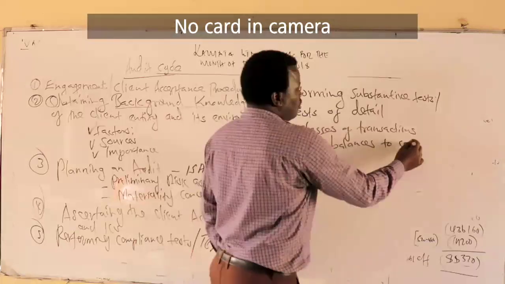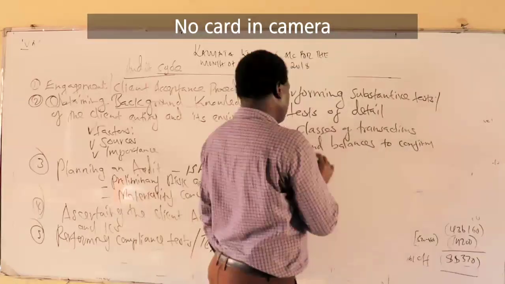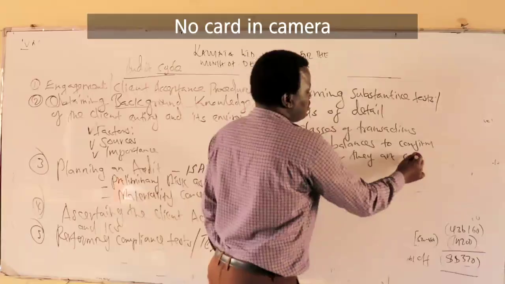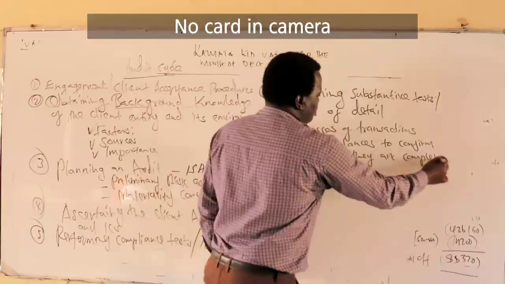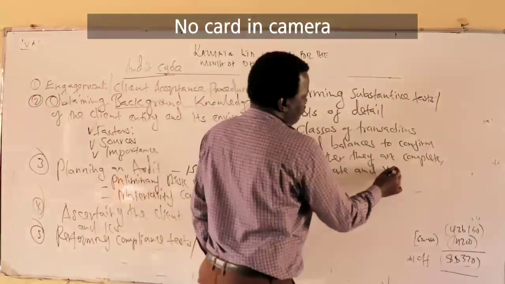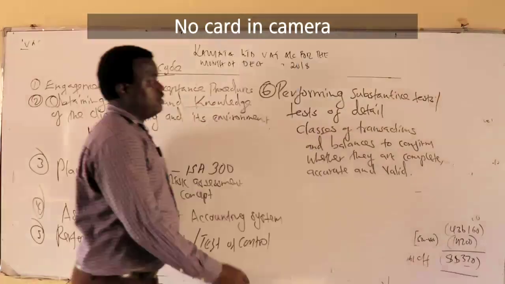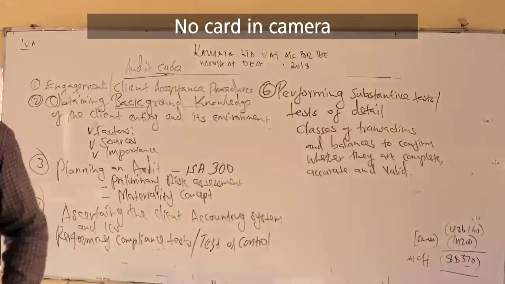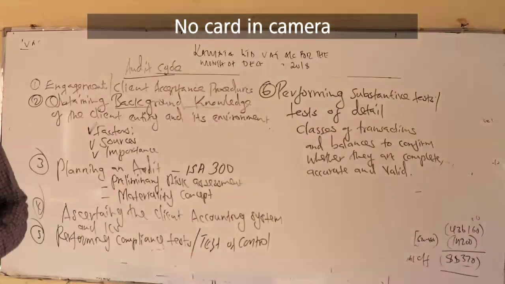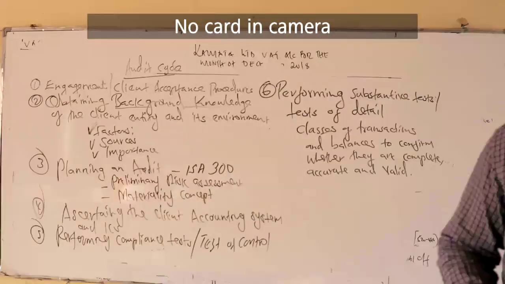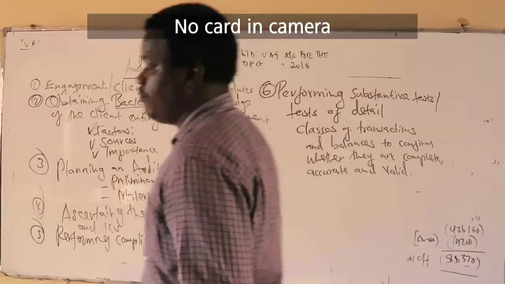they are complete, accurate, and valid. So the substantive tests are performed on the classes of transactions and balances to confirm whether they are complete, accurate, and valid. So that's what is meant by the term substantive test.